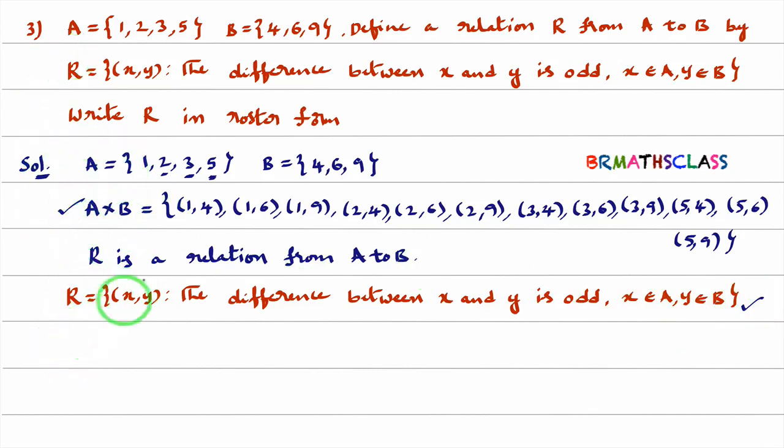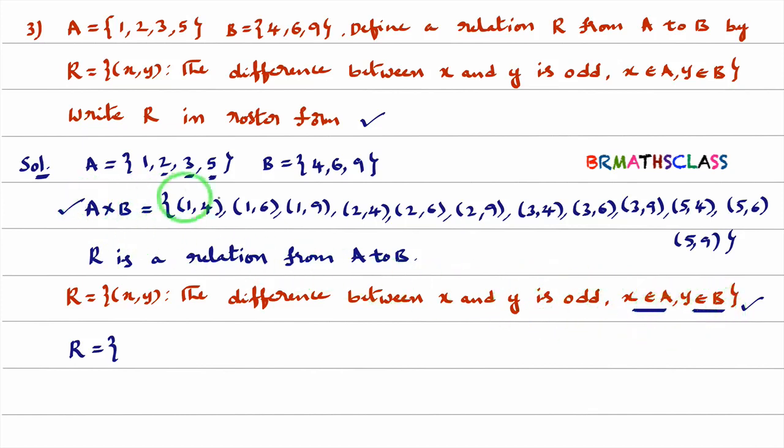You need to write this relation in roster form. Try to understand. They gave set A and set B, and they are saying R is a relation from A to B, and the relation is defined like this. In the question they are asking, write R in roster form. Now I want to write this R in roster form. You can observe here x is in A and y is in B.